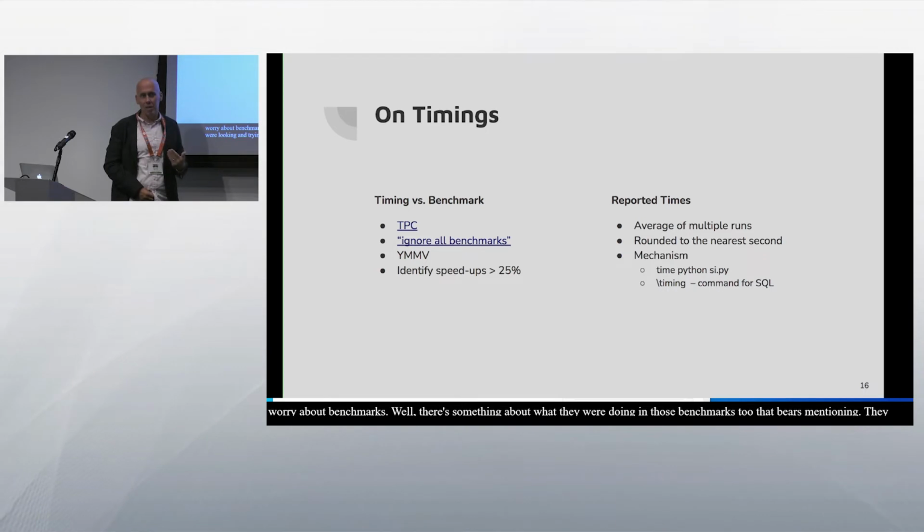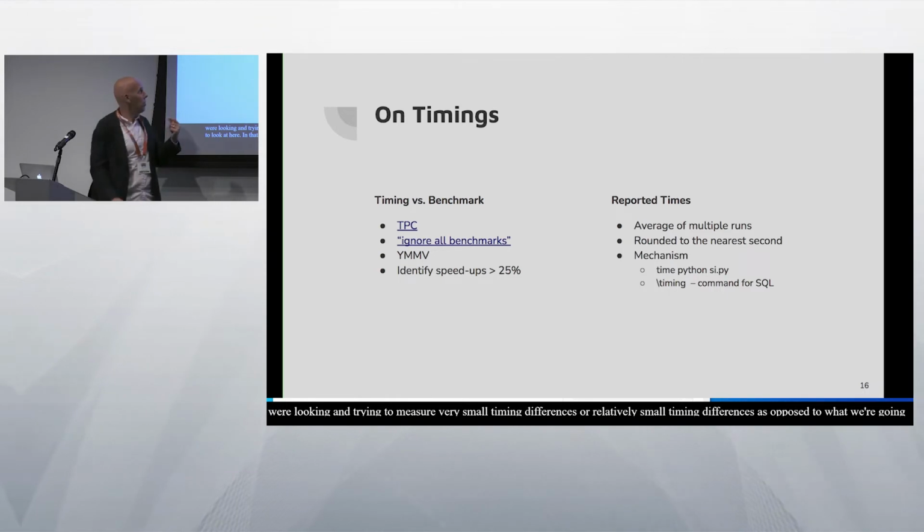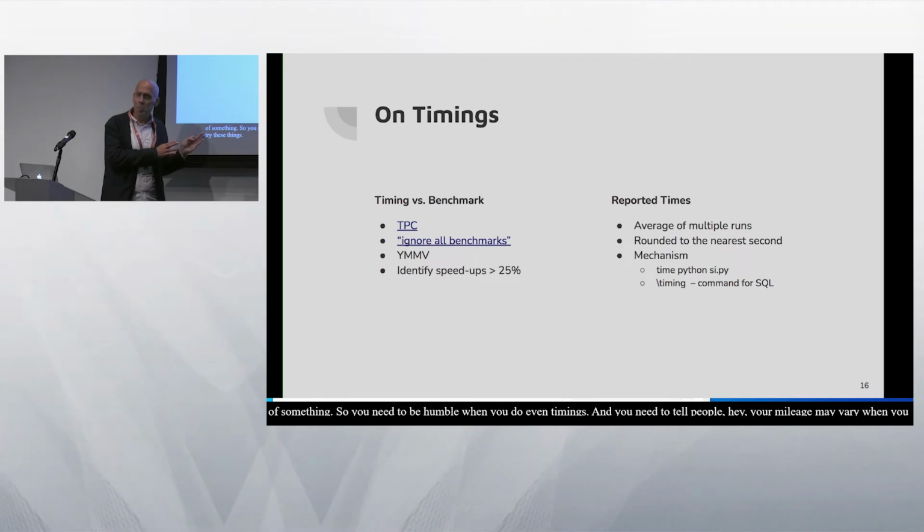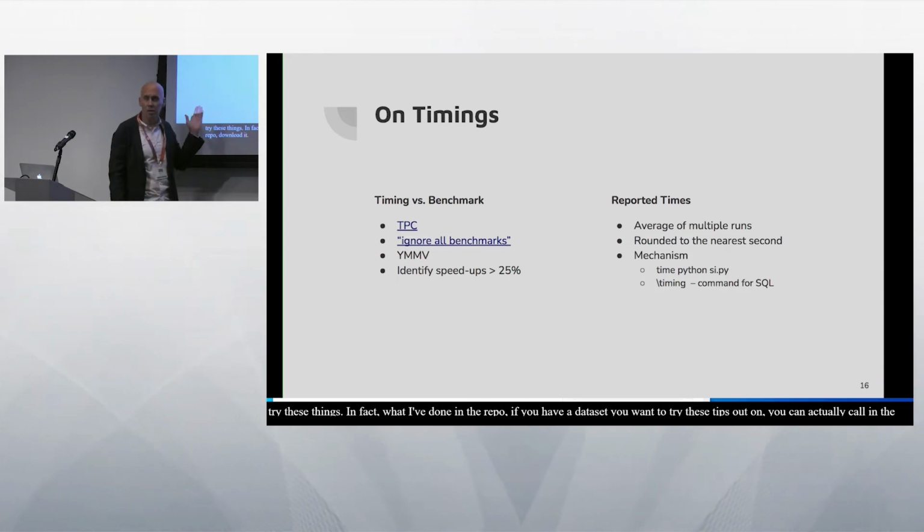And in that case, I can see it's very hard as an individual to control all the different factors that can be impacting the timing of something, right? So you really need to be humble when you do even timings, and you need to tell people, hey, your mileage may vary when you try these things. And in fact, what I've done in the repo is that if you have a data set that you want to try these tips out on, you can clone the repo, download it, make some small modifications to scripts, and actually run and see what the results are for you, because your mileage may vary, right?